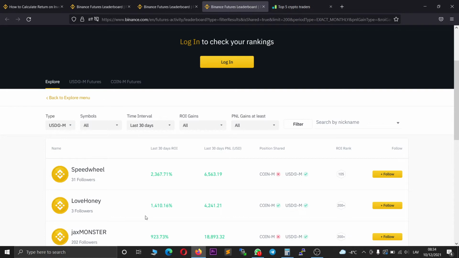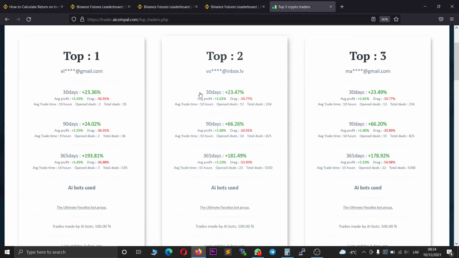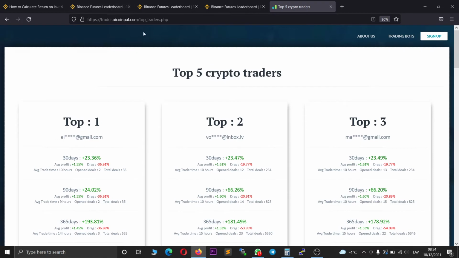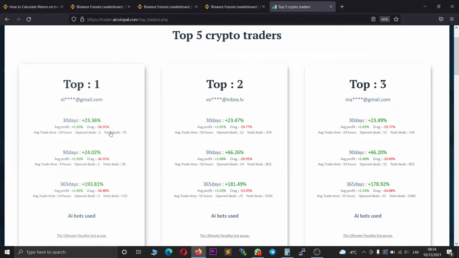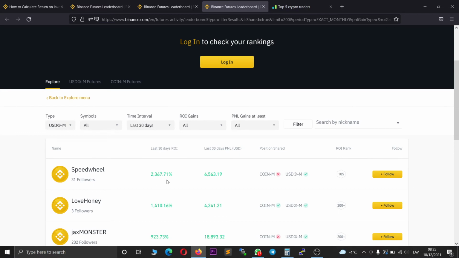So I have a website where you can look at a section on top crypto traders, which is trader.AiCoinPal.com. These are the top 5 traders, which have represented a lot of information about a trader. So for example, as you can see here, if we would multiply this by 100x leverage, we could even multiply by 200 because the downdrag is not that large. So it will be 4,000% a month. That will overcome this profit right here.